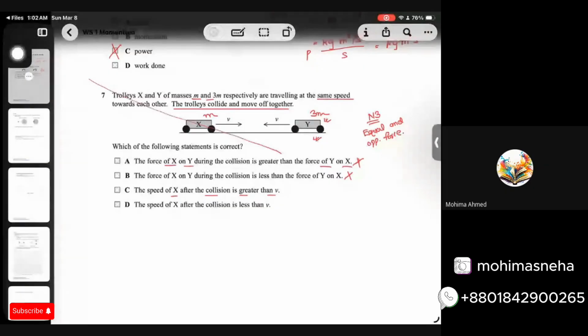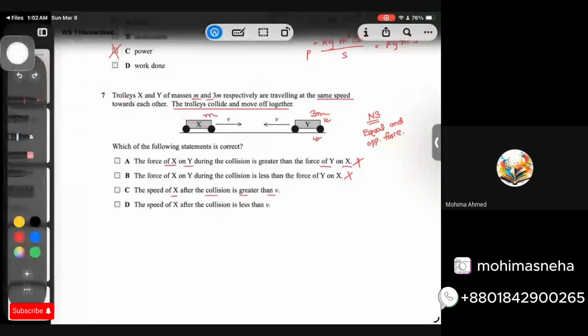Like if I apply 5 Newton on both the trolleys during collision, this 5 Newton will only make trolley Y decelerate, because the mass is very big over here. But for X, the 5 Newton provided, because the mass is small, is able to rotate its direction of motion and eventually have a smaller value, right?